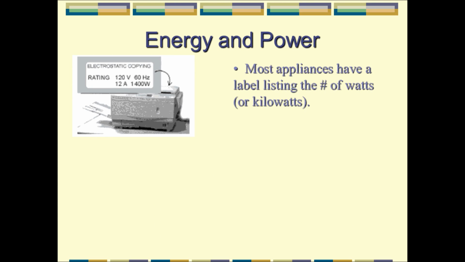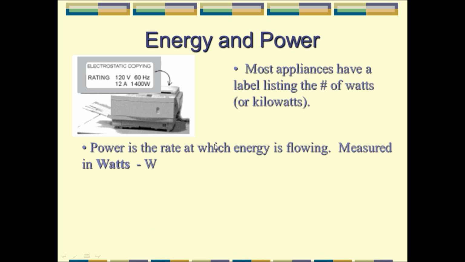So energy and power. First of all, most appliances, and you can look at anything that you have at home that has one of the little plug-in bricks, it'll have a sticker of some kind on it. And it always has the number of watts or kilowatts that an object uses in order to run. So for example, this all-in-one printer, scanner, copier uses 1,400 watts of power to run. That means it requires 120 volts out of the wall, and it goes up to a current of 12 amps. So it has a max current of 12 amps, which is huge.